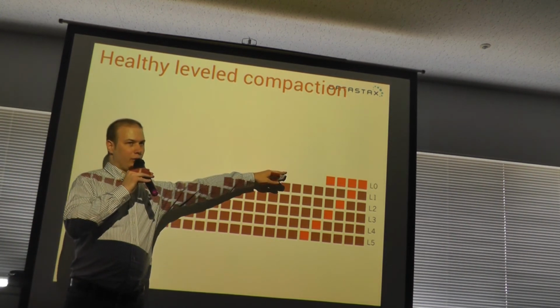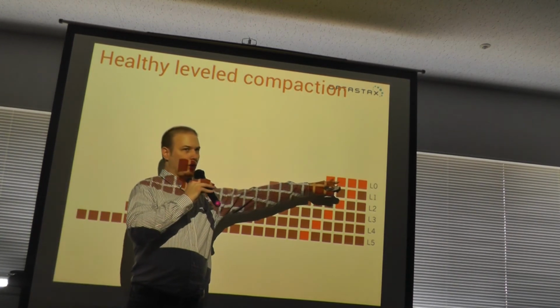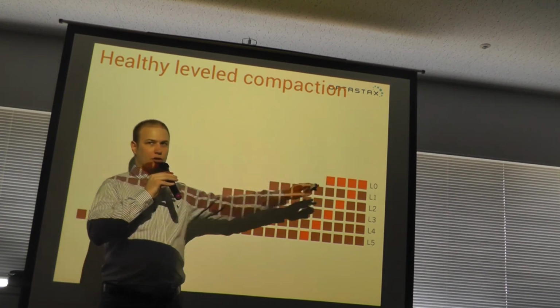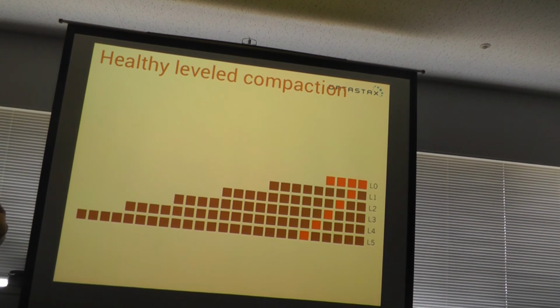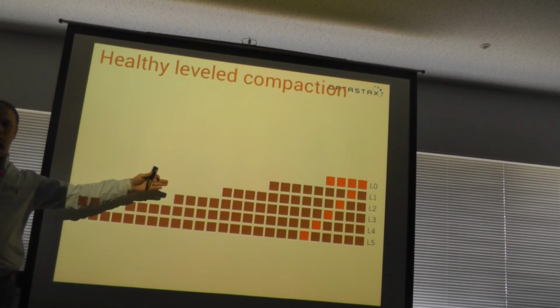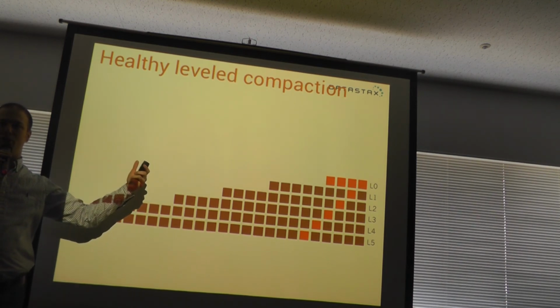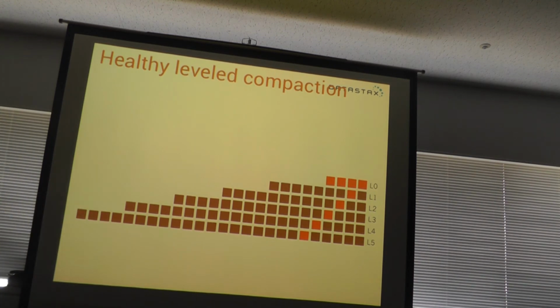Level 0, however, is a special case. Notice that I have 4 files in level 0 and they are all orange. That's because level 0 is where newly flushed memtables live. They have not yet been incorporated into the sorted levels. And so I have to check each of those when I'm reading from any partition.